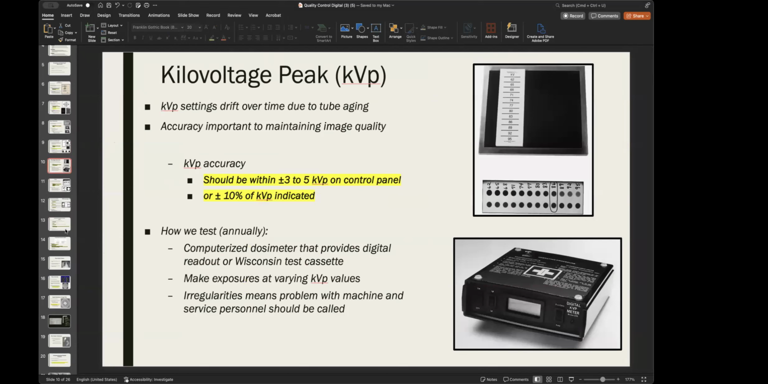kVp settings can drift over time. So with kVp accuracy, it should be plus or minus 3 to 5 kV on the control panel or plus or minus 10% of the kVp indicated. How we can test it, a computerized dosimeter is the most likely thing that we see. This is one of those computerized dosimeter things. The Wisconsin test cassette was something used previously, but you know, as we've moved to a digital environment, more things have gotten computerized.